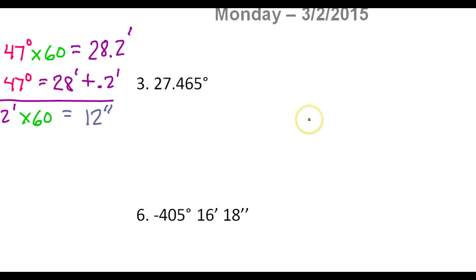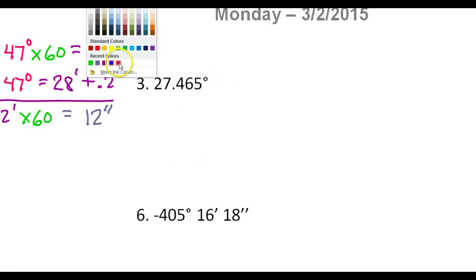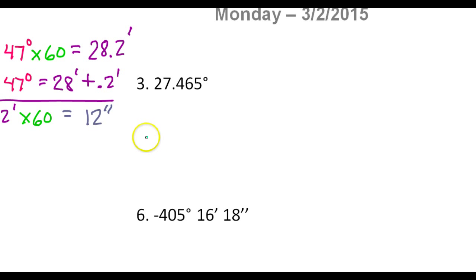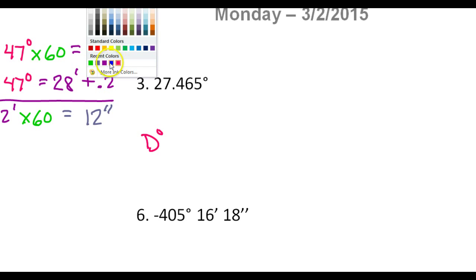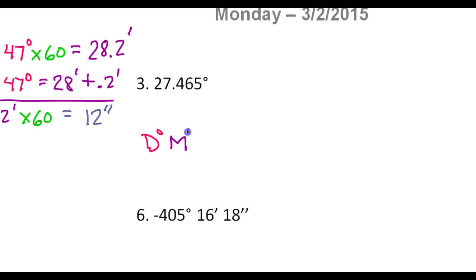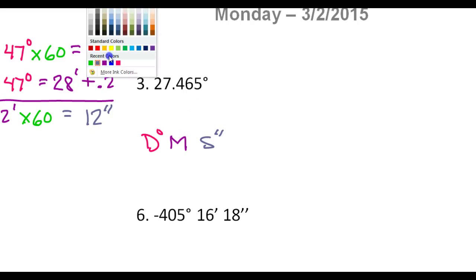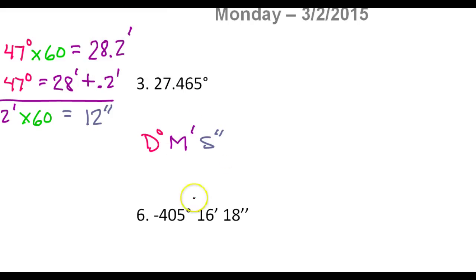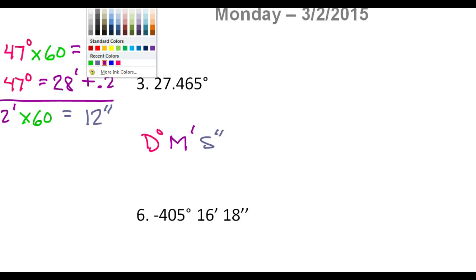Alright, let's do one more of these. Let's convert 27.465 degrees. And again, ultimately, we will want to have this in the format of degrees, minutes, and seconds. Okay, the DMS format, degrees, minutes, and seconds. I'm going to try to color coordinate this one a little bit.